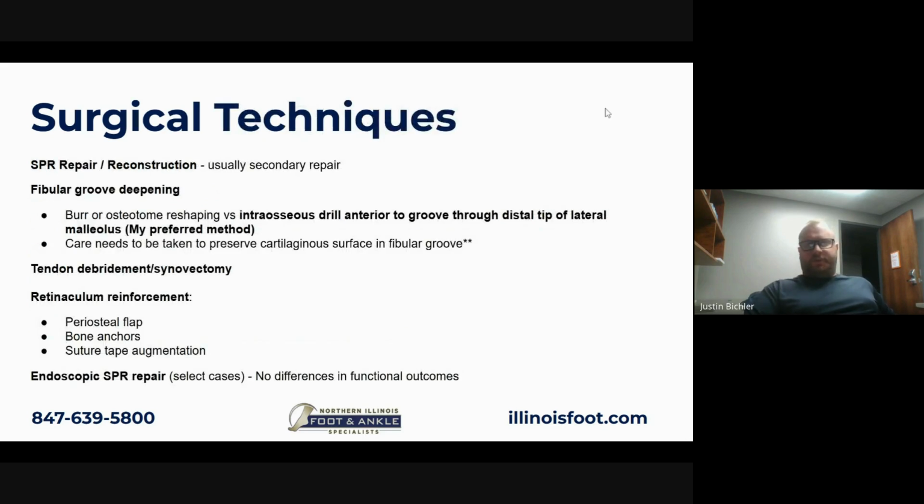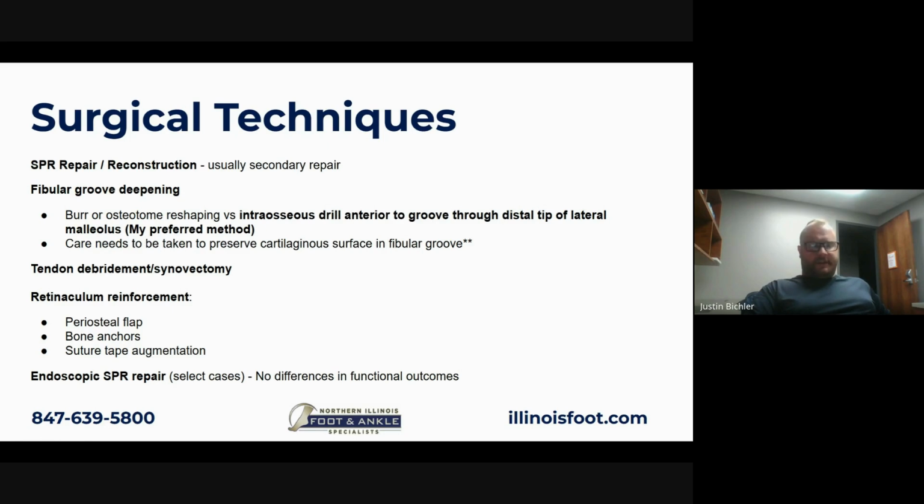With the fibular groove deepening, historically, sometimes people will just burr off or deepen the groove with a burr. A lot of times it increases the roughness of the surface of the fibular groove, which I don't have any statistics or evidence that it can lead to further rupture, but just intuitively, it wouldn't be my preferred way to do it. What I actually do is drill from basically the distal tip of the lateral mal up just anterior to the fibular groove and tamp the fibular groove in. That preserves the articular surface on the back. So that works pretty well for me.